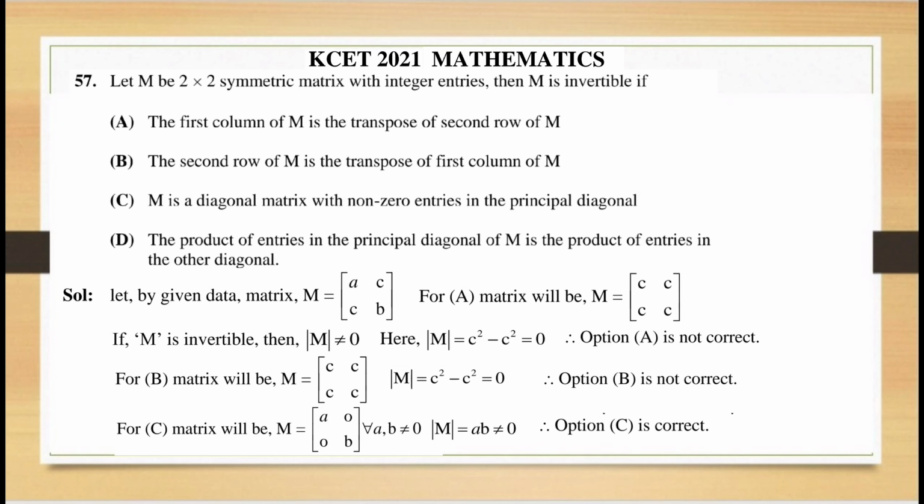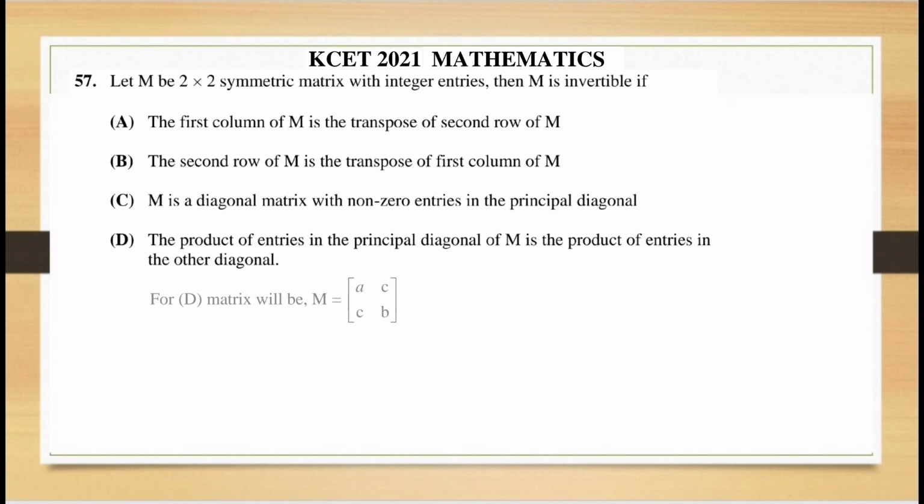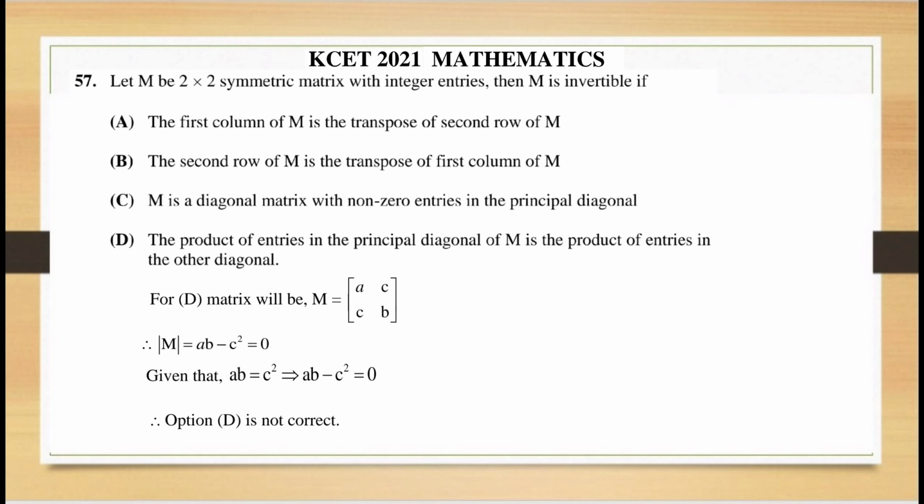If you verify option D also, for option D, determinant of M will be equal to AB minus C square, but they are given that AB is equal to C square. Therefore, determinant M will be equal to 0. So option D is also not correct. So option C is the correct option only.